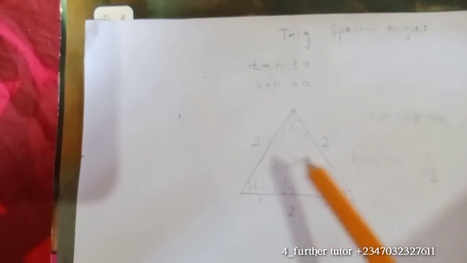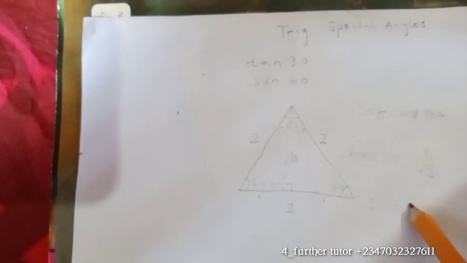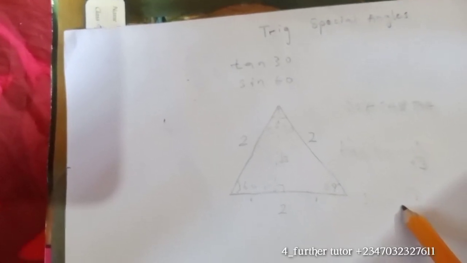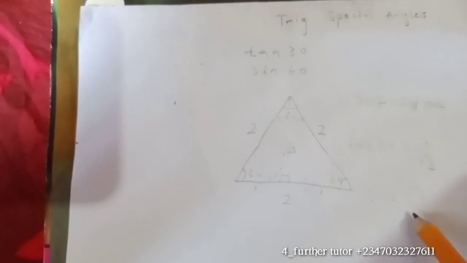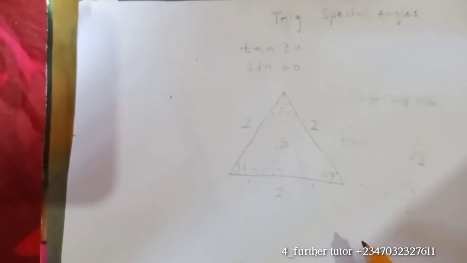But here I'm talking about sine. And remember, sine is opposite over hypotenuse. So what is my opposite? My opposite is root 3 over hypotenuse 2. So this is my answer. And that's all. Thank you. See you in the next video.